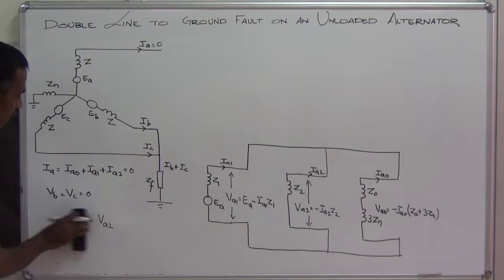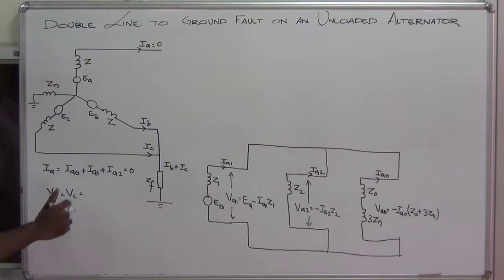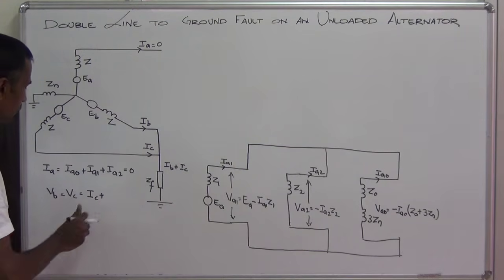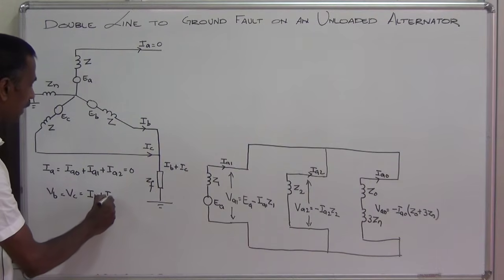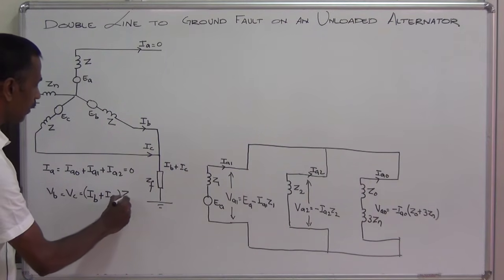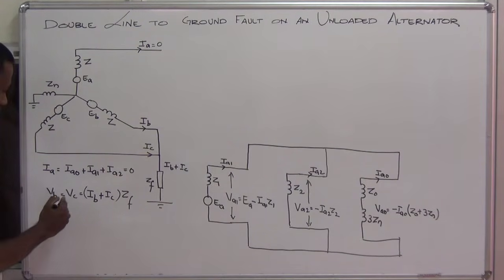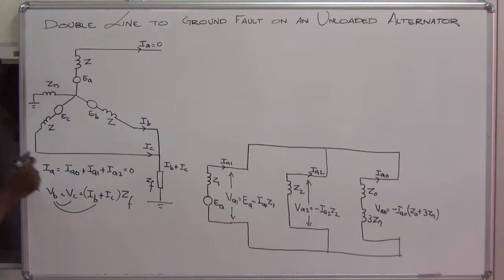So this voltage VB equals VC equals IB plus IC into ZF. So one condition is VB equals VC. The other condition is VB equals IB plus IC into ZF. Let us take the first condition now: VB equals VC.